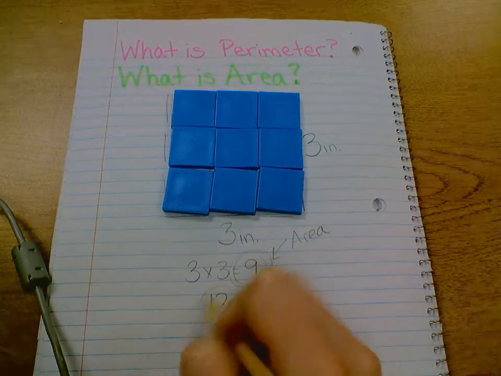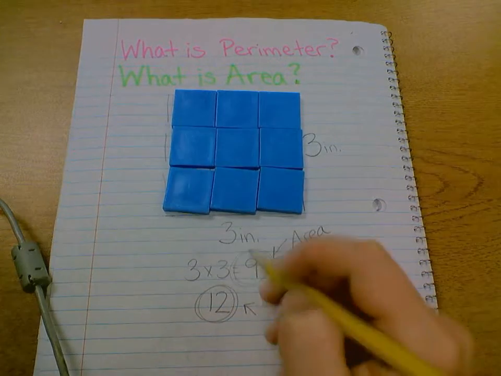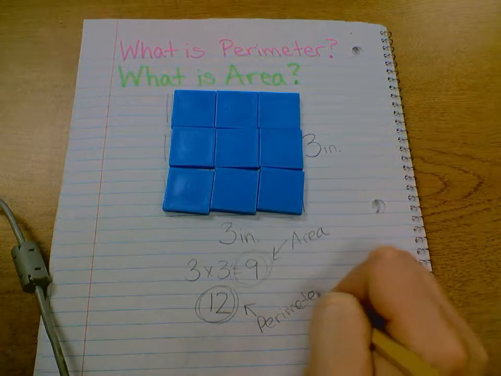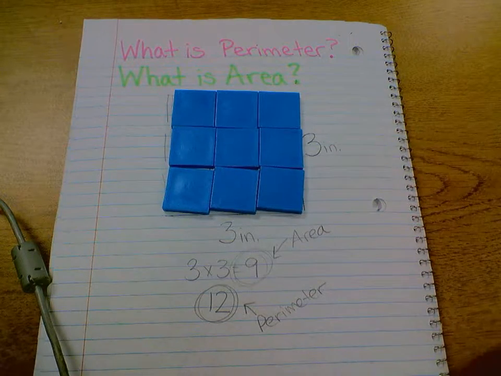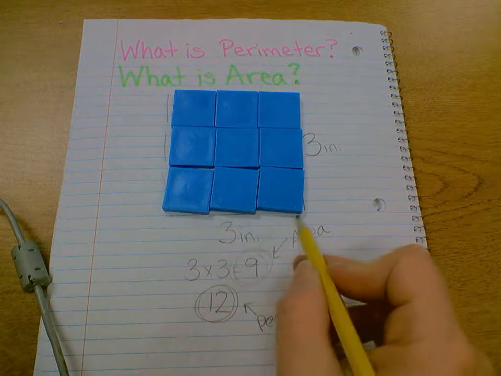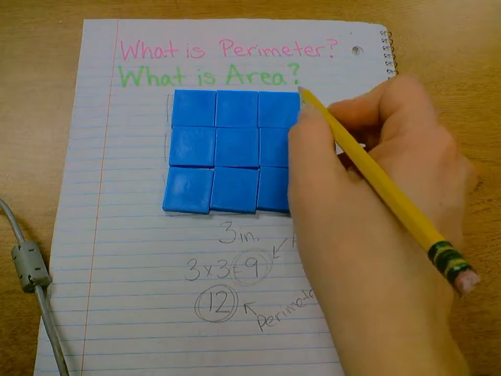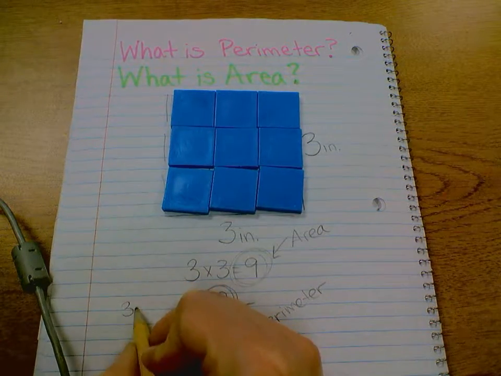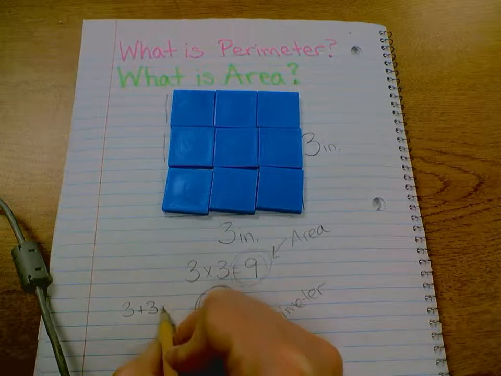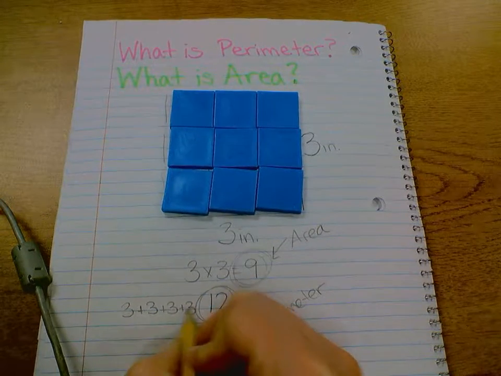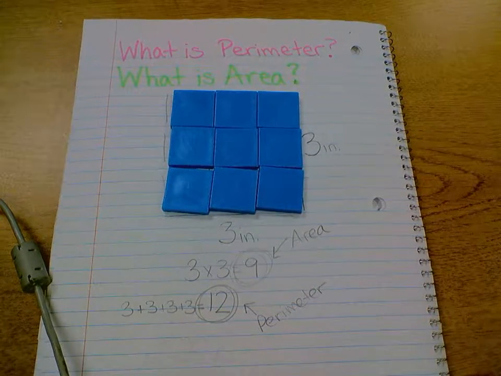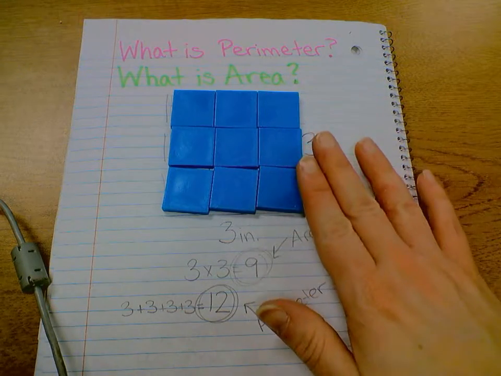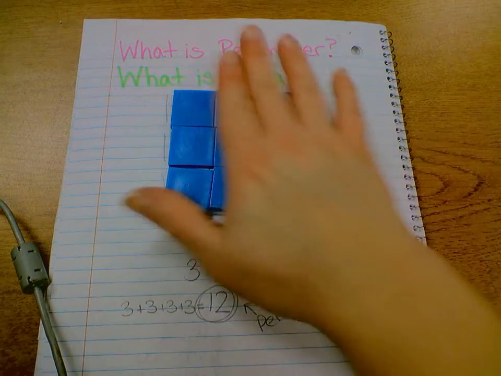Okay? That's the perimeter. Okay? So all I did was take 3 plus 3 plus 3 plus 3. Let me write that equation. 3 plus 3 plus 3 plus 3 equals 12. Okay? Let me try another one now. And here's what you're going to do. You're just going to watch me for this one. Okay? I'm going to try another one.